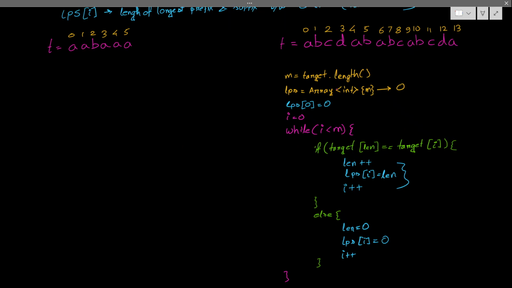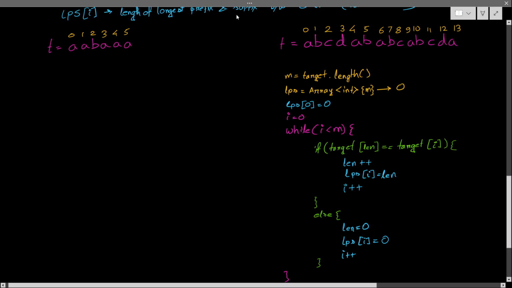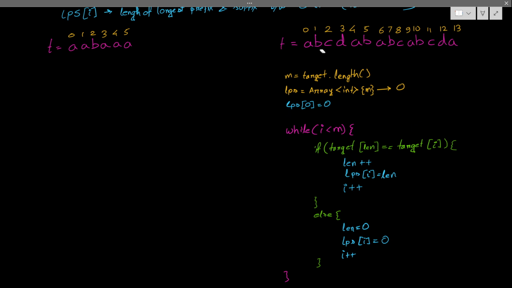We are checking, so let's do the algorithm again. Before that, I made a small mistake here. Not only do I have to initialize I, I also have to initialize length. So length equals 0 and I equals 0. Let's see if my algorithm is correct or not. So LPS of the 0th index is by default 0, as I told earlier.